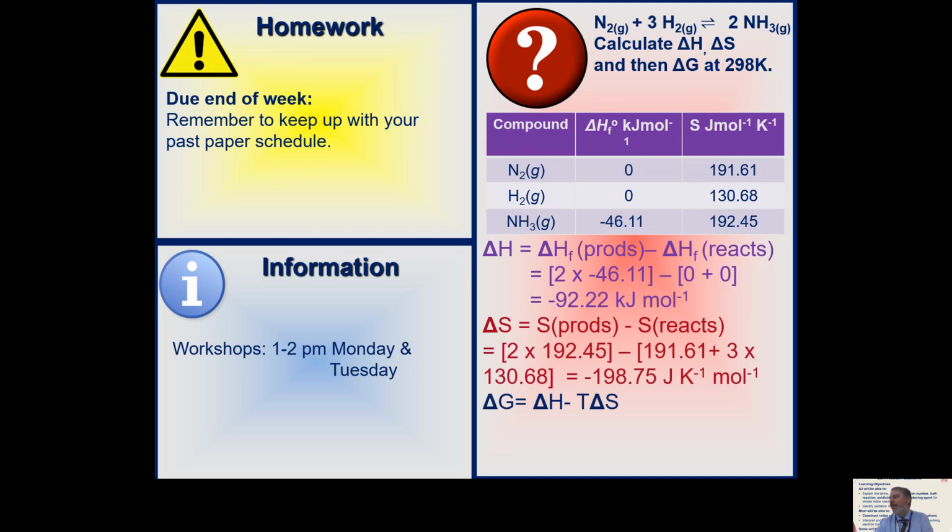And then delta G, the Gibbs free energy, is delta H minus T delta S. And so if we put that in, we get minus 92.22, etc. Okay, and so the delta G is minus 32.99, which means that the reaction is feasible and should go ahead. Okay, right, and this is at 298. We're at 298, yeah, so 25 degrees Celsius.